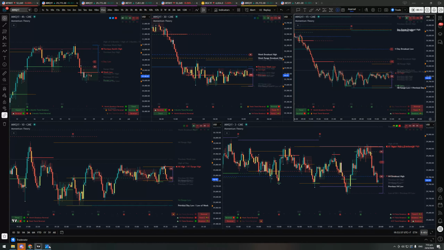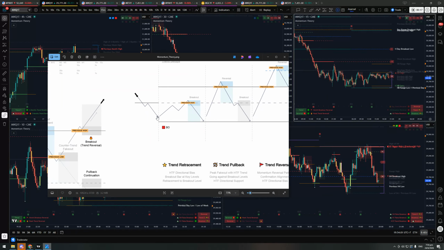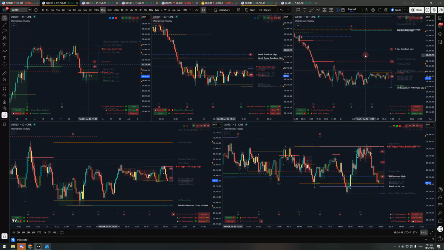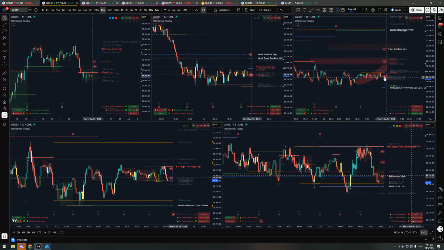So for a trend retracement setup, I want to see that bearish breakout bar, which we have. Then I want to see a retracement back to the breakout levels, faking out the momentum time frame, which is the H8, and then take the trade back down. Breakout levels are right over here, the daily and the H8. I want to see that retracement back up to the momentum time frame right here, faking out the H8 high.